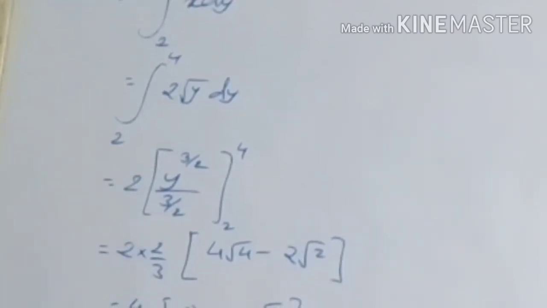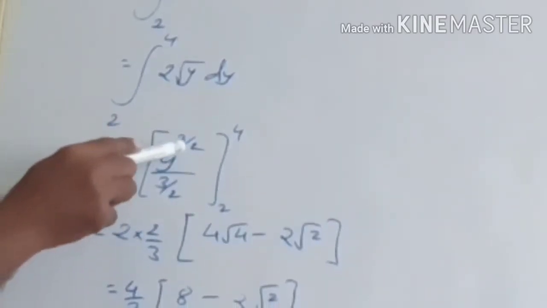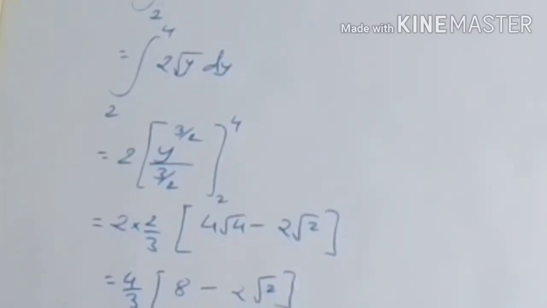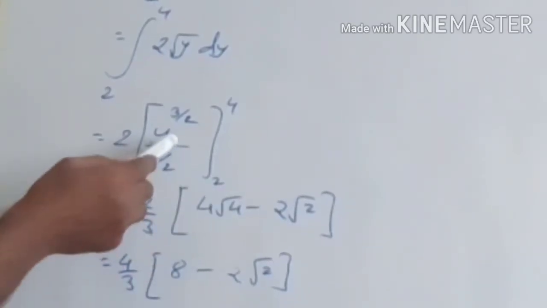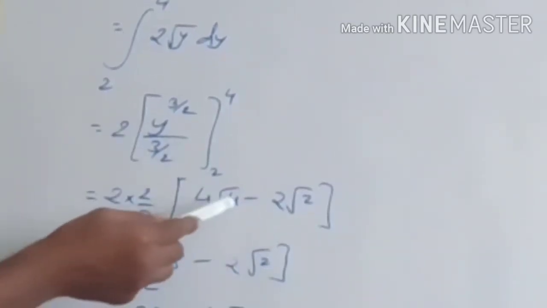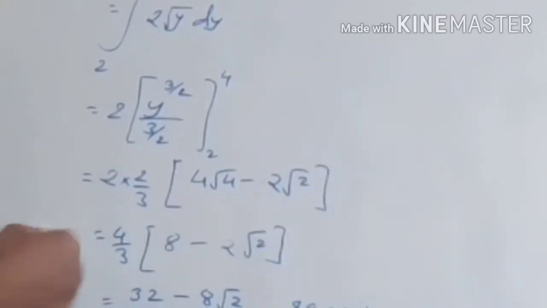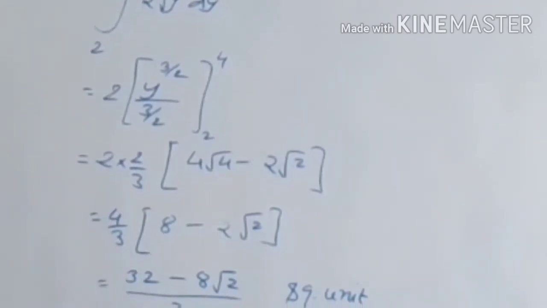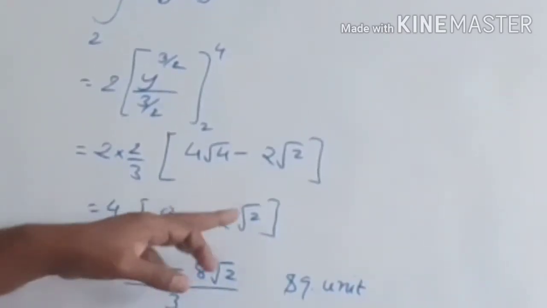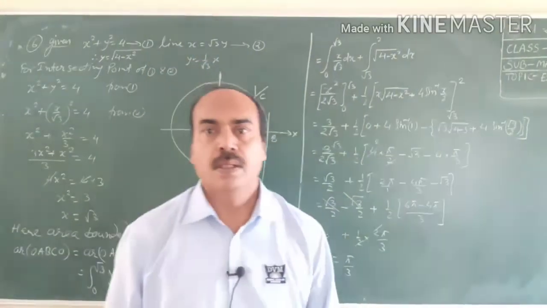Now apply the limits, upper limit minus lower limit. So in place of y write 4, so power 3 by 2 means 1 plus half, that is y root y. So it is 4 root 4, after that minus 2 root 2. Root 4 is only 2, so 4 into 2 that is 8, and this is 2 root 2. Now multiply by this 4 by 3. So 4 into 8 is 32 and 4 into 2 is 8 root 2, and this is over 3, which is the LCM. So this is the solution.